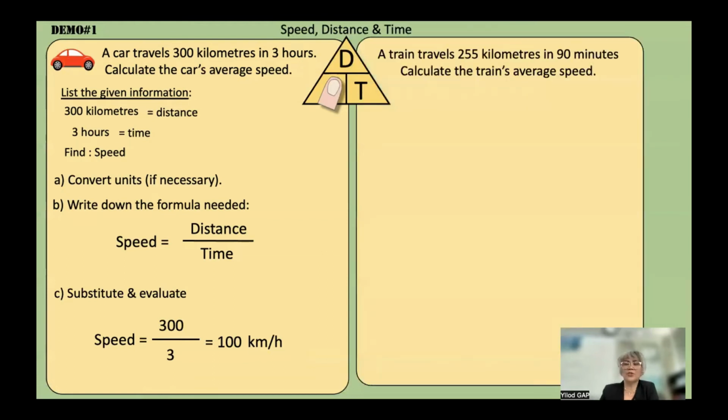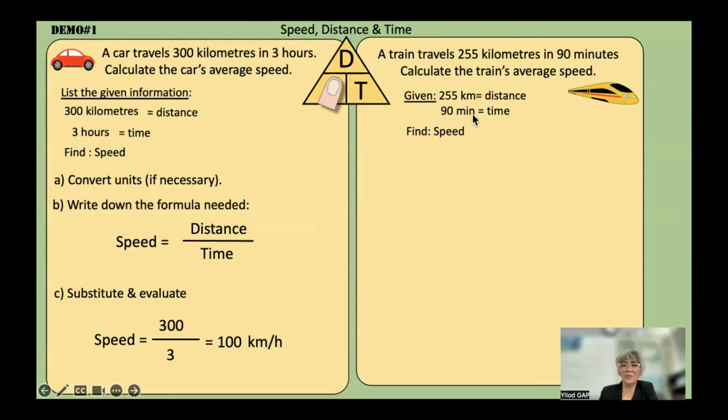Now let's look at a second problem here. A train travels 255 kilometers in 90 minutes. Calculate the train's average speed. Again, we need to list down the given information. 255 kilometers is the distance, 90 minutes for the time. So if we look at the units given, if we're going to find the speed, then it's going to be kilometers per minute. And it's more appropriate if we say kilometers per hour.